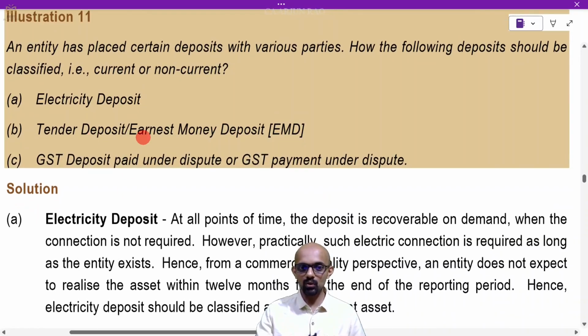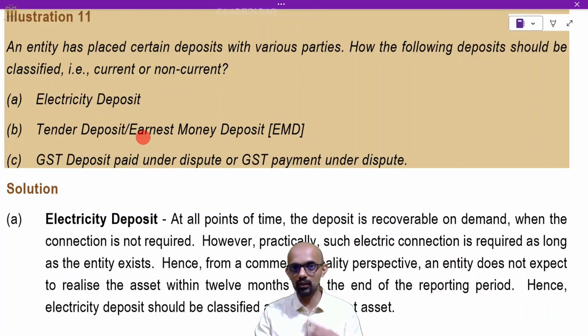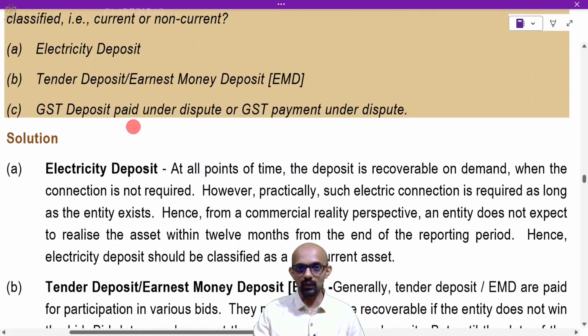The other two, tender deposit: when you participate in an auction or in a tender and you apply, the money that you pay, if you lose the bid, you get it back. So again it's a question of expectation, when is the bid date and expectation to win or lose, right? Same way GST deposit also, whether you expect to win or lose that particular case and the timeline. So based on that, the entity has to take a call.